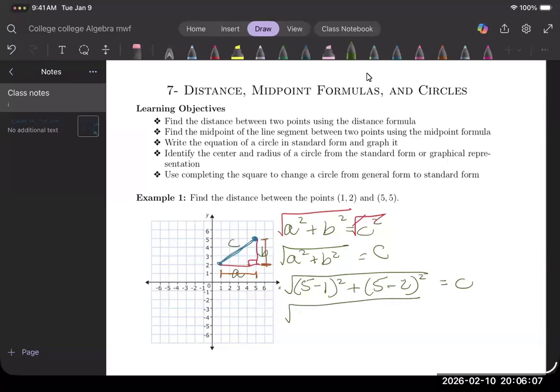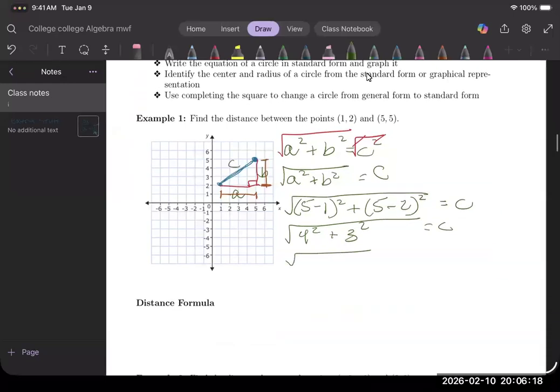So now I have 5 minus 1, which is 4 squared, plus 5 minus 2, which is 3 squared, equaling c. So this is the square root of 16 plus 9, which is root 25, which is 5, which is c. Yay! So the distance between the points 1, 2, and 5, 5 is 5 units.